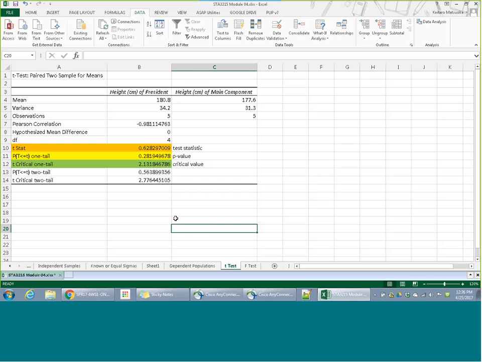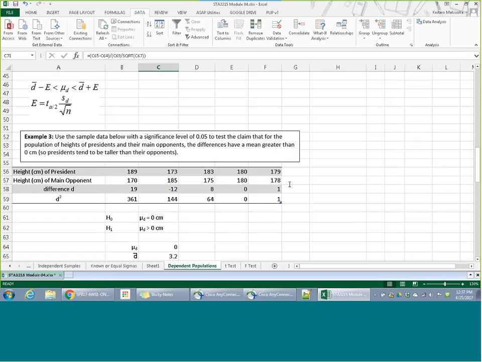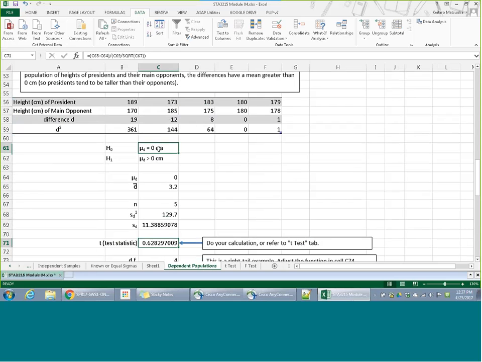So we see that the critical value is 2.13. You compare that to the test statistic. You see that the test statistic is smaller. Okay. So then there's no sufficient evidence to support the claim that for the population of heights of a president and their main opponent, the differences have a mean greater than 0. So we cannot reject the null.